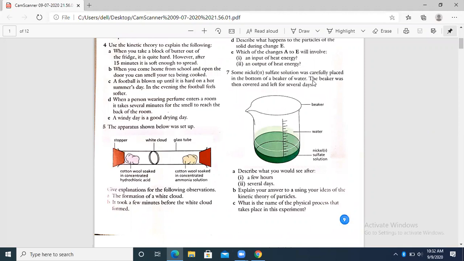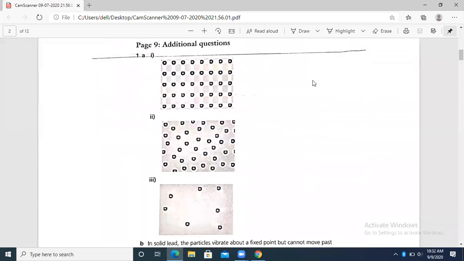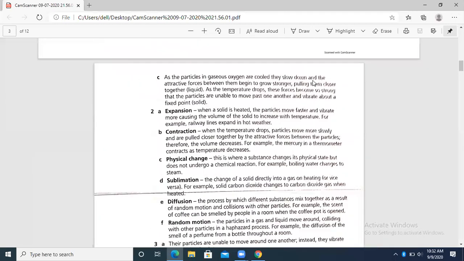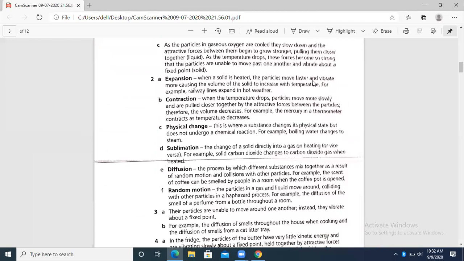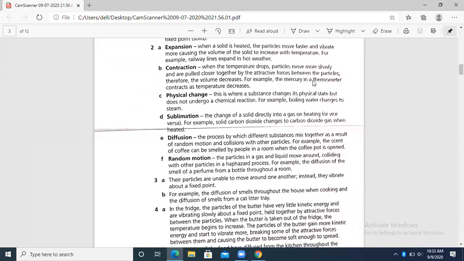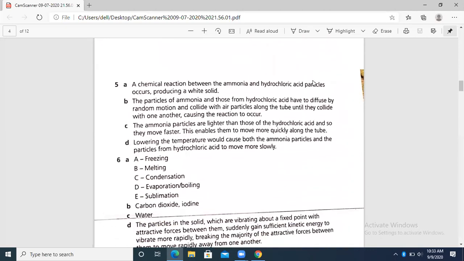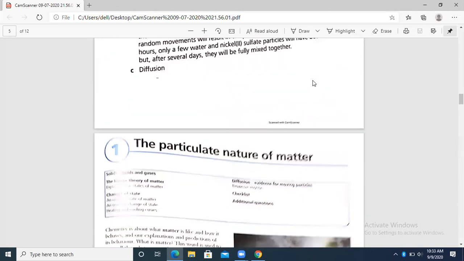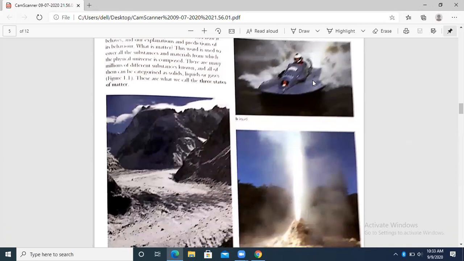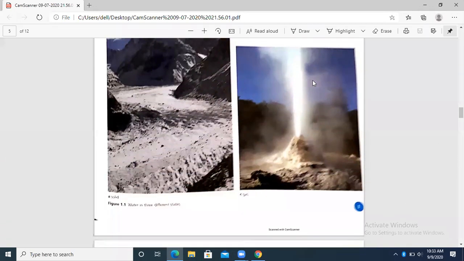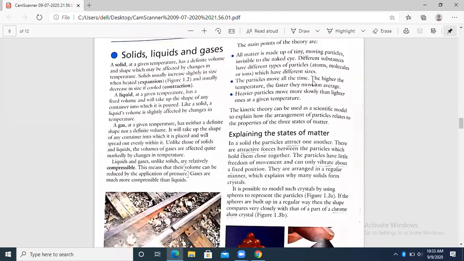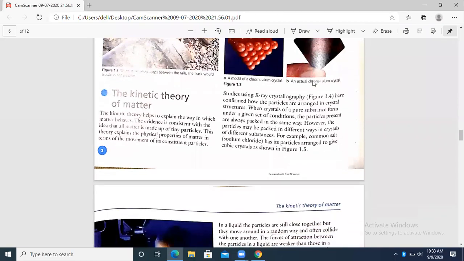We will do the workbook next class. But I have done the physics checklist quickly, because I got less time. So I think you understood all of them. Any area, any problem, you can ask me. I will clear all your doubts. Any mistake, any doubt, you can ask, no problem.